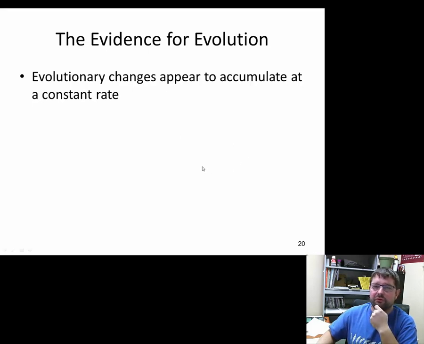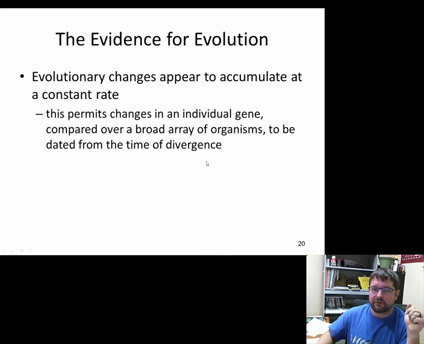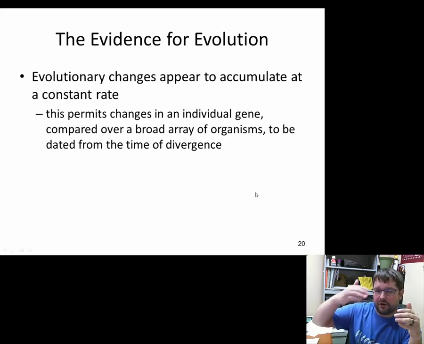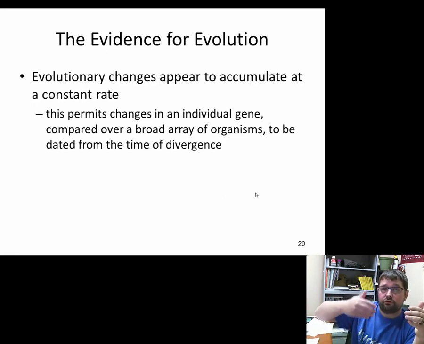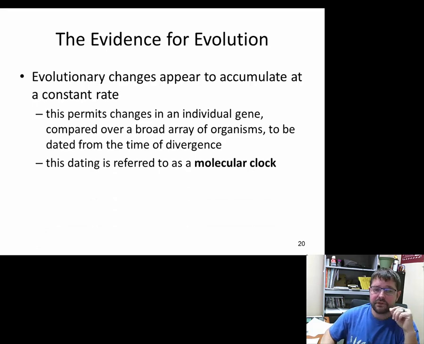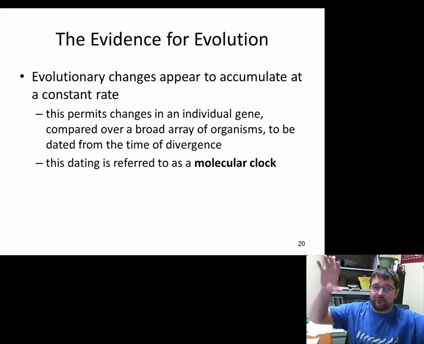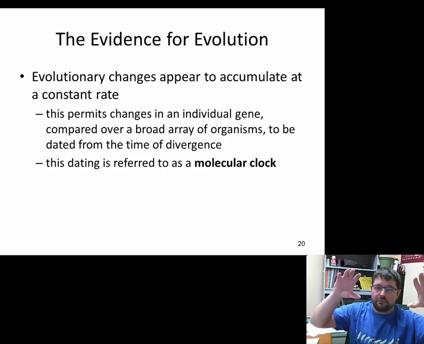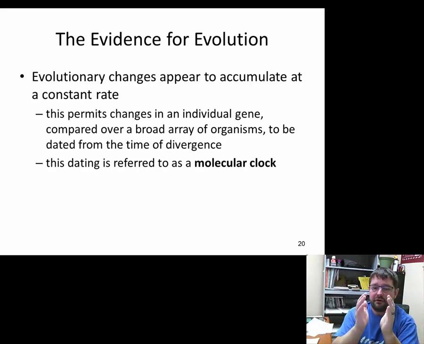And to do this, we have to use something that occurs at a constant rate. There are certain genes that we know about that mutate or change over a constant period of time. If you utilize a gene that changes over a constant period of time, you can do something called molecular clocking, which means that we can determine not just how many differences there are between two species, but how long ago they had the same molecule, the same protein. So how long have they diverged? How long have they been separate from each other?